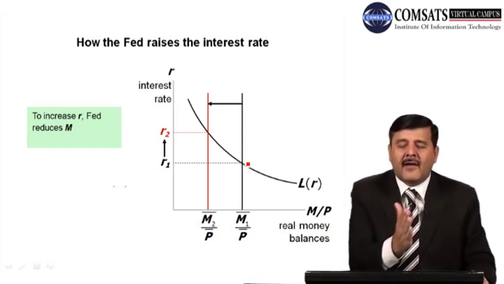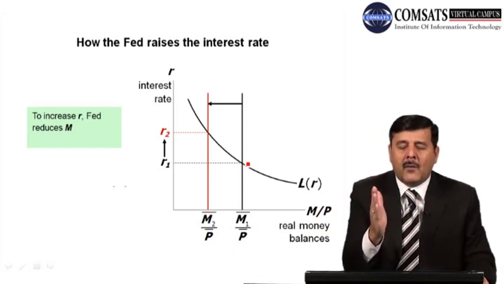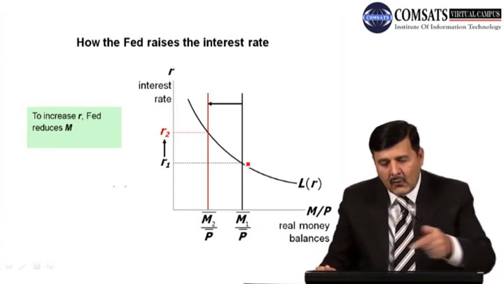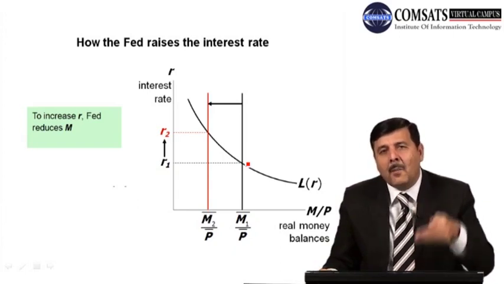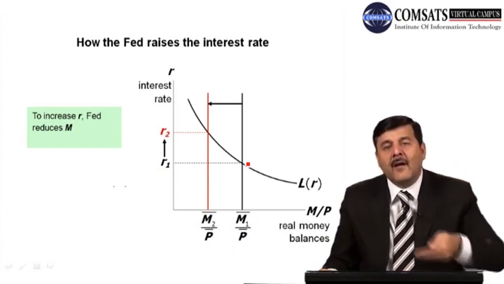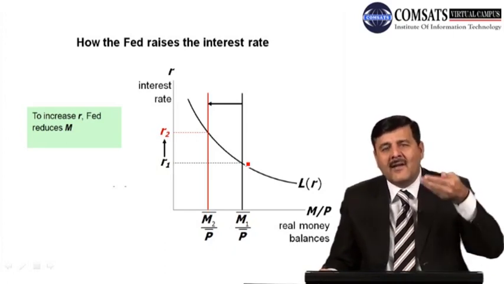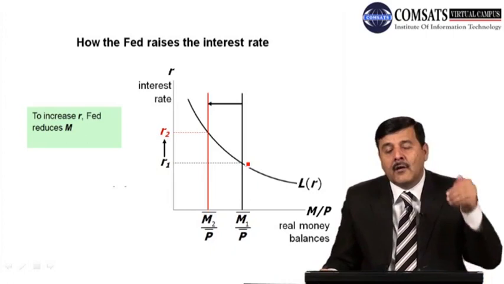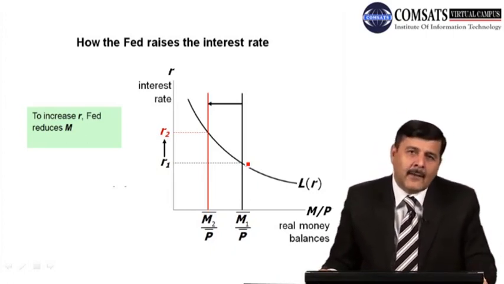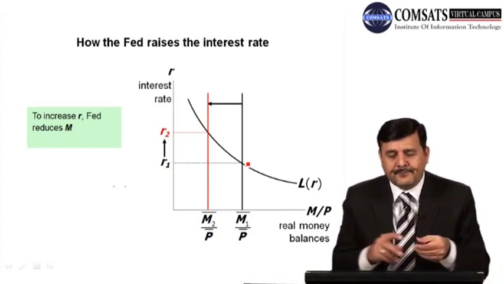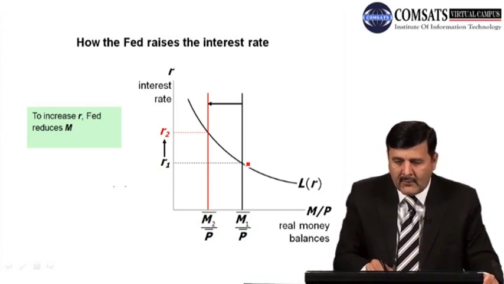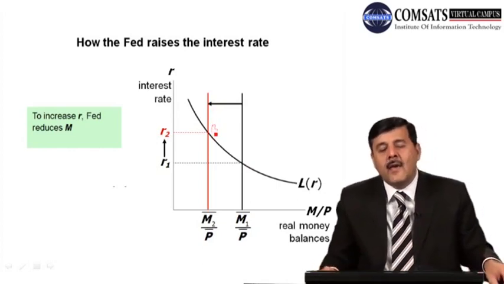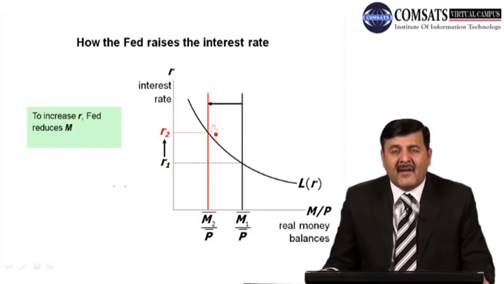Money supply will decrease, right? From M1 bar over P to M2 bar over P, which you can see in the red line. This is the new money supply curve, and this is because the Fed or the central bank wants to raise the interest rate. In order to raise the interest rate, they have to reduce money supply in the economy. Now this new money supply curve is intersecting the demand for money curve at a point, which we can call point B. Now at point B, what is happening in the money market?